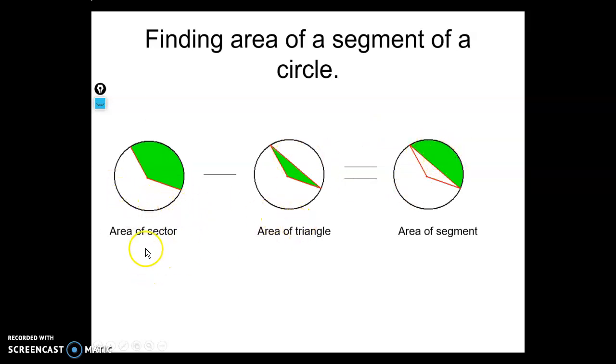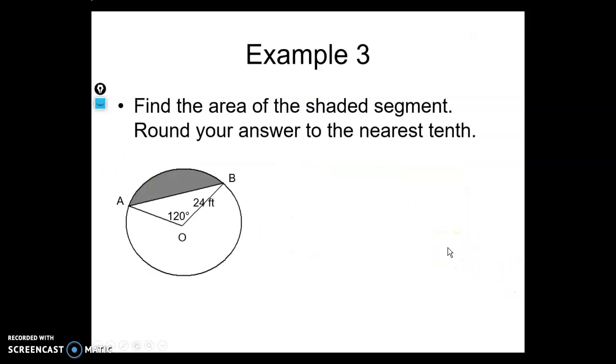Area of a sector minus the area of a triangle equals the area of a segment. All right, so let's check out example 3 here. Find the area of the shaded segment. So there's going to be a lot of stuff involved here. But first, let's start with the area of the sector. Keep this little equation in mind here.